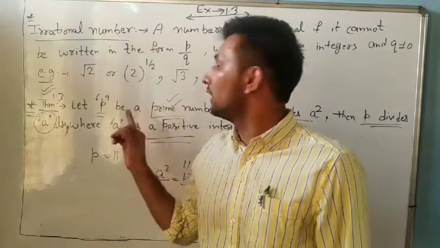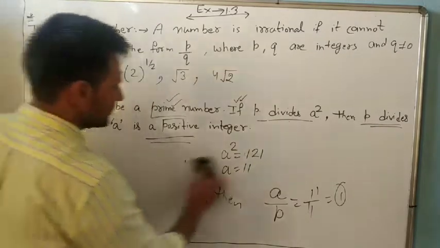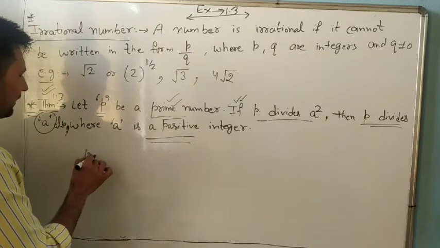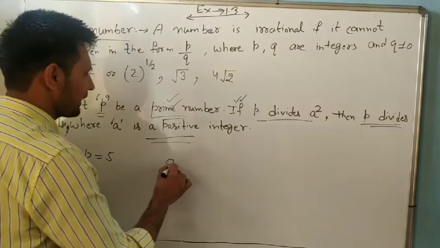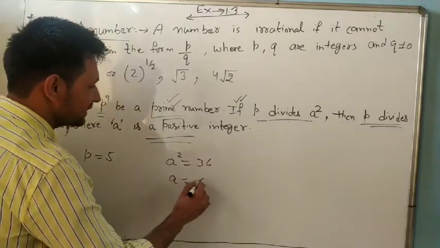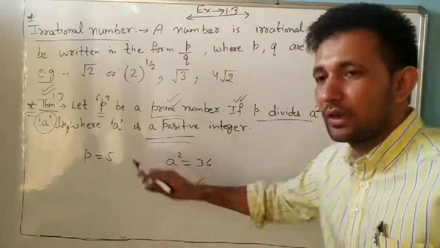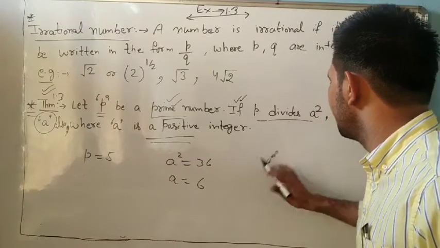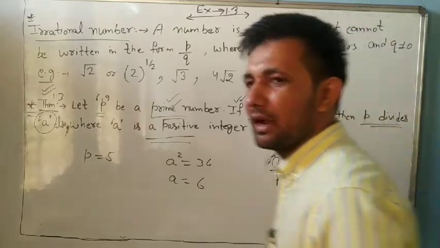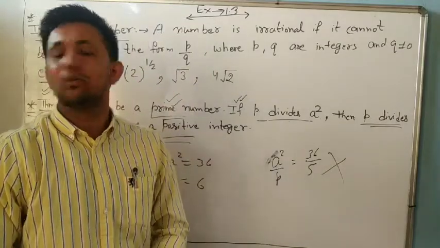Okay? This holds only if P is prime. Look at one more example. Suppose now P is 5 and A square I am taking as 36. So A is 6, a positive integer. Now, does P divide A square? 36 divided by 5, can we divide it completely? No. So therefore we will not check it for A also.